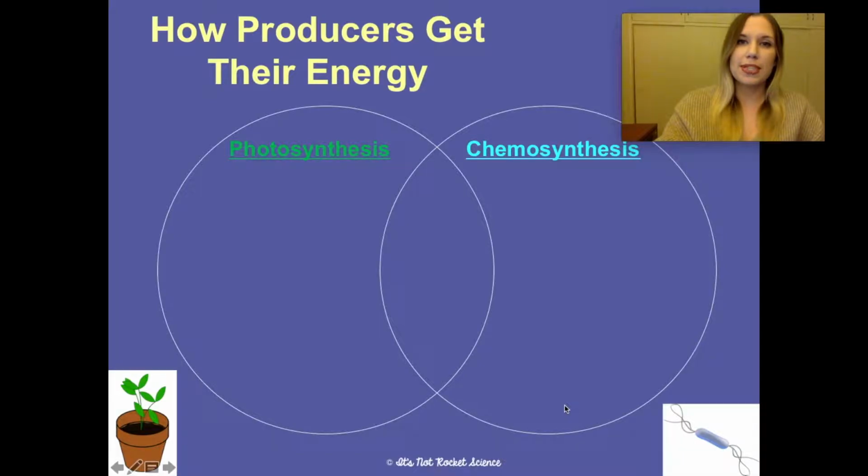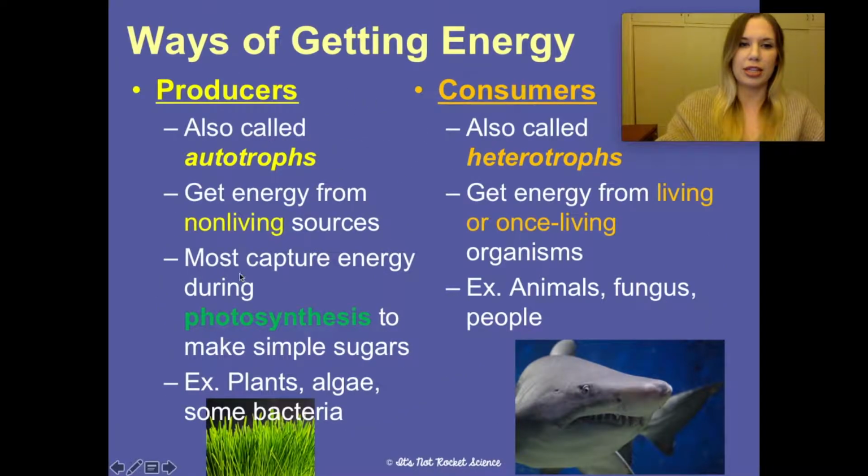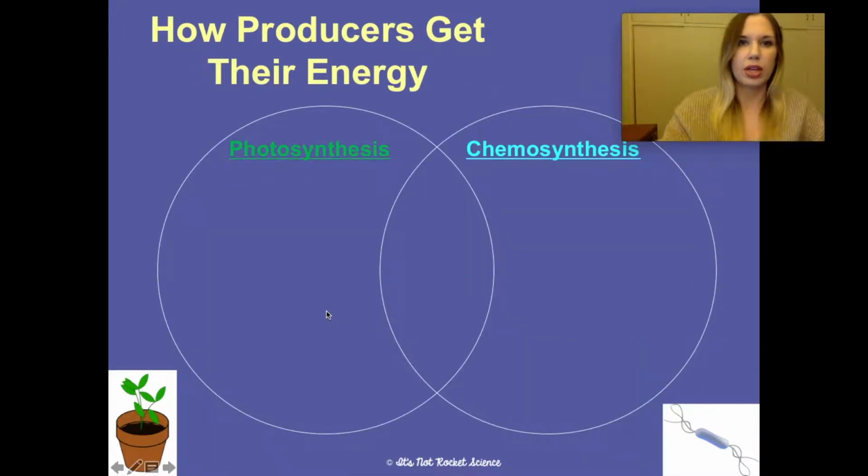So let's zoom in specifically on the producer. We're on this left side over here. There are two types of processes in order to obtain energy from non-living sources. Over here we have a little green plant like you all know and love. And then over here on the right we have a bacteria.